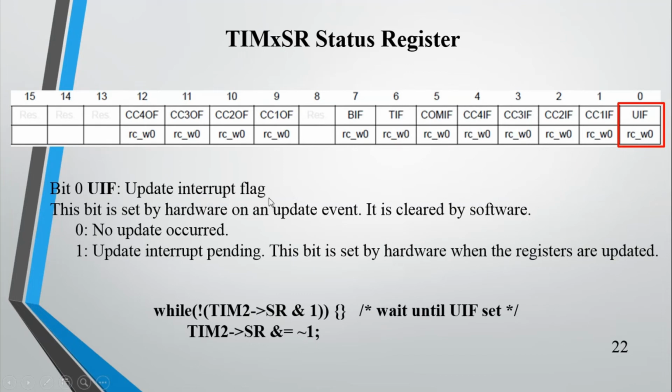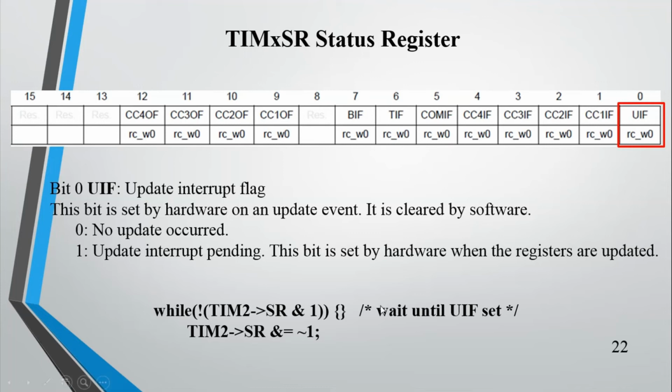So whenever the overflow or the update is happening, let us take that I have configured the auto reload value as 10. The counter will count from 0 to 10. Once it reaches 10, it will be reloaded with 0, or overflown, or rolled over to 0. That is known as the update event. When that update event occurs, the UIF, update interrupt flag, will be set. Once you have configured the timer auto reload value and enabled the timer, it will keep on incrementing.